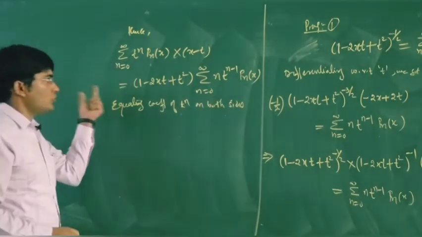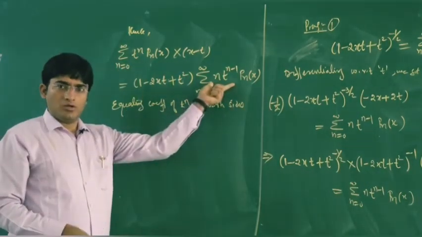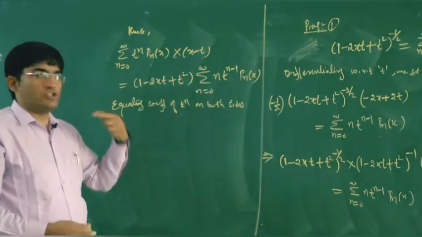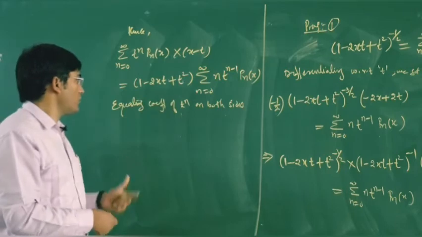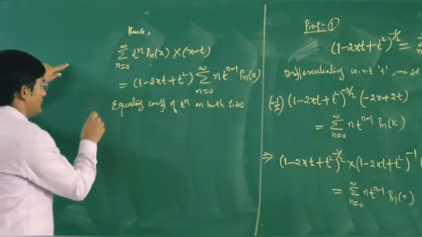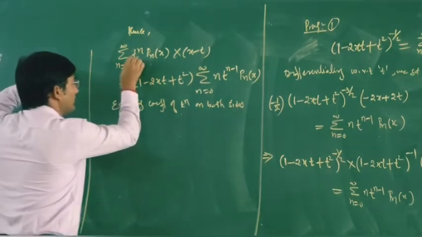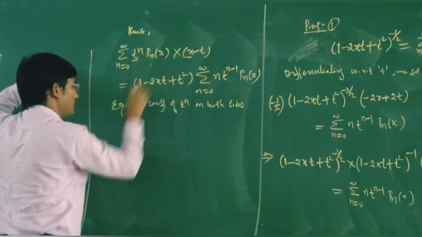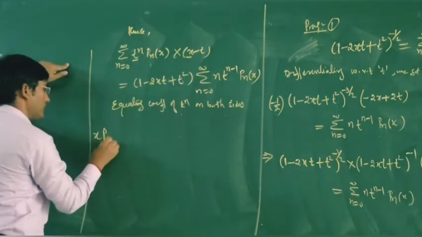I am not going to open these two summations. If you want to open them, you can easily do so, and then it will be very easy to calculate or equate the coefficients. But see here, if you multiply this term to this term, then we have the coefficient of t power n as x into Pn. So the first term will be x into Pn.